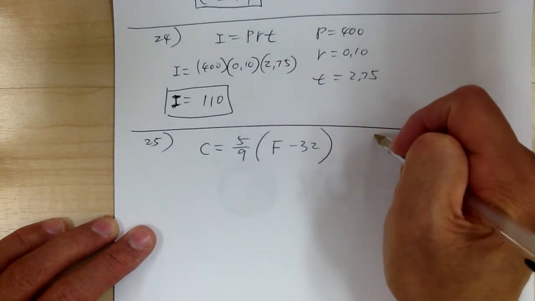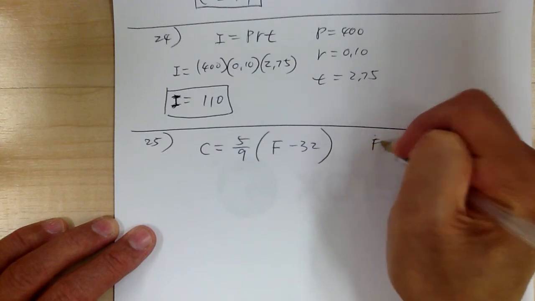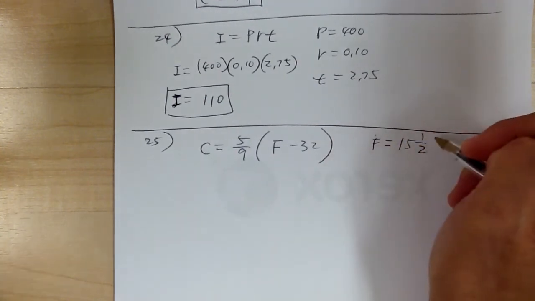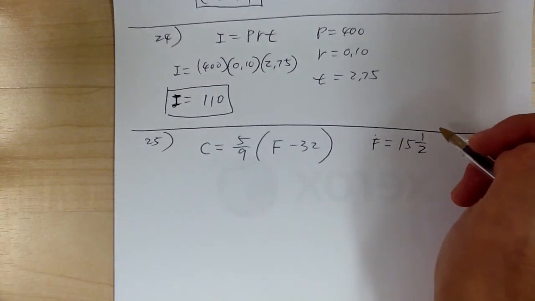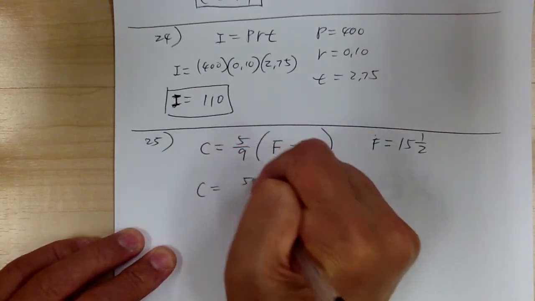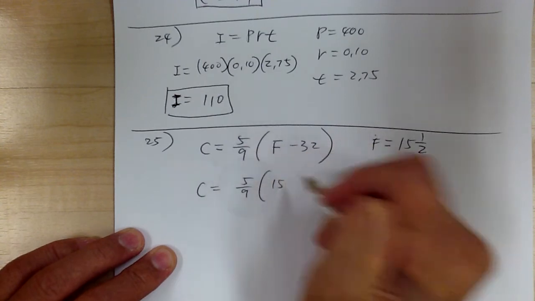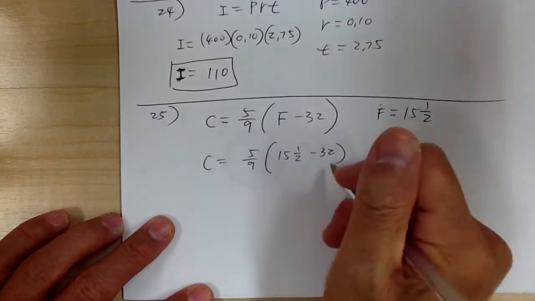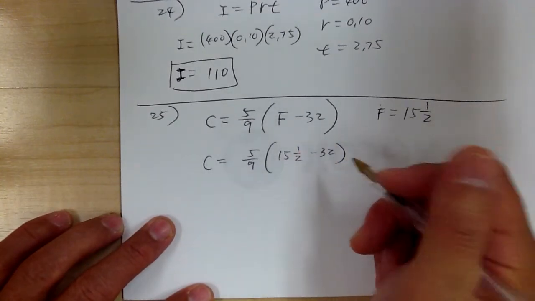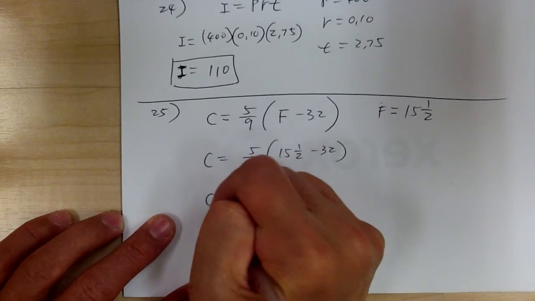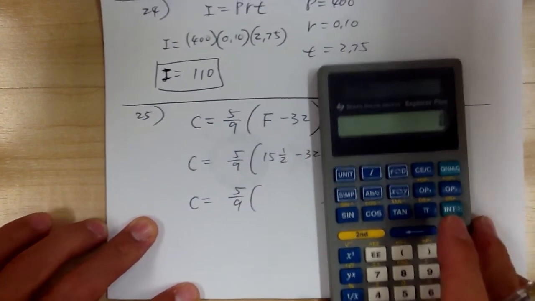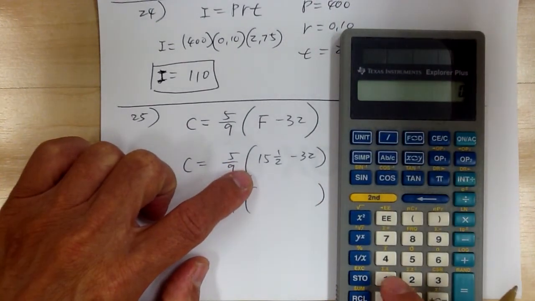Okay, so number 25, the F is equal to 15.5. So this number is a bit messy, okay, but it's okay. So just substitute, so 5 over 9 times 15.5 minus 32. Okay, and you're allowed to use decimal, which is fine, or you can use fraction. Okay, so C equal to 5 over 9 times. Okay, so that's going to use a fraction. So make sure you know how to use your calculator. Okay, so you got 15.